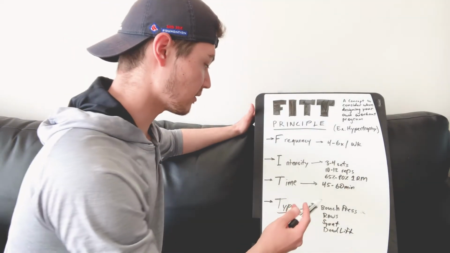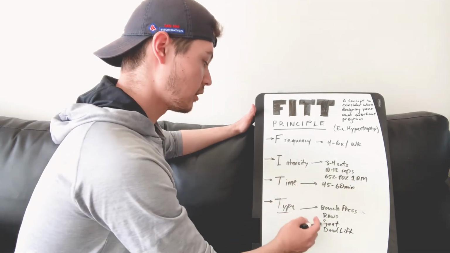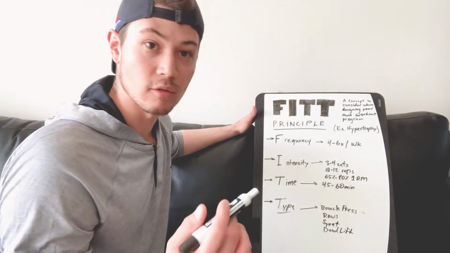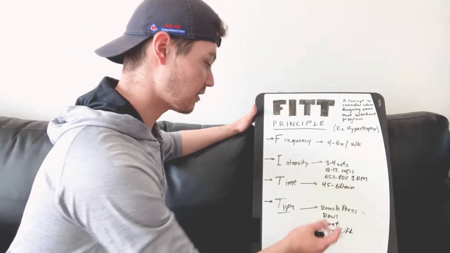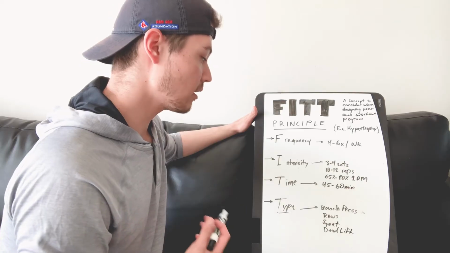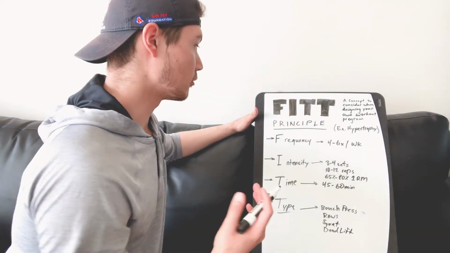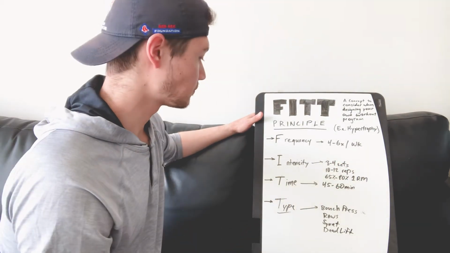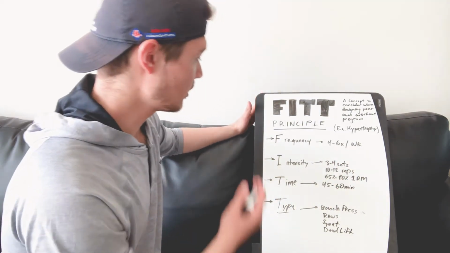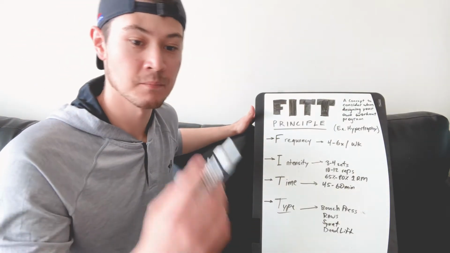So, the bench press is shoulders and elbows. Rows are shoulders and elbows. Squats are ankles, knees, hips. Same thing with the deadlift. So it's something that's going to involve a lot of different joints, which recruits a lot of muscle activation, helping you get to your goal of hypertrophy. So that's a basic rundown of the FITT principle with an example of hypertrophy.